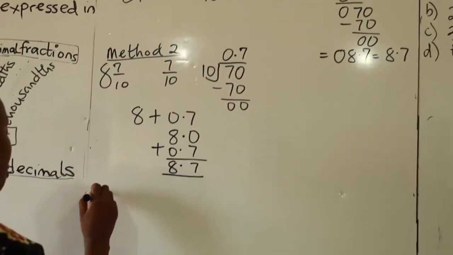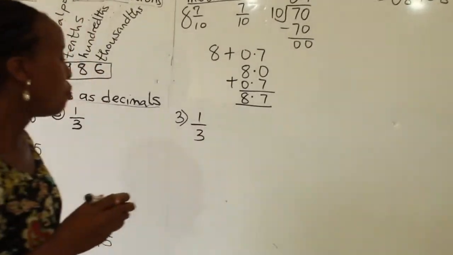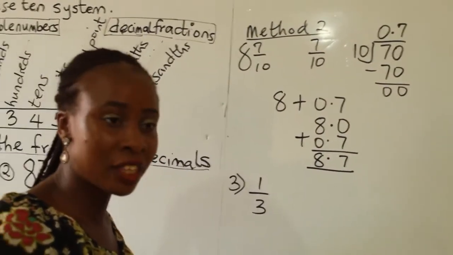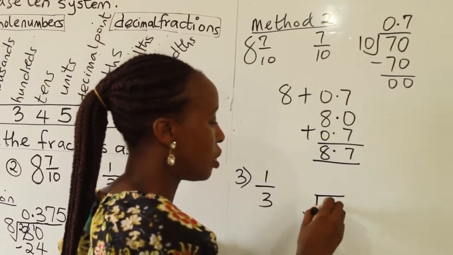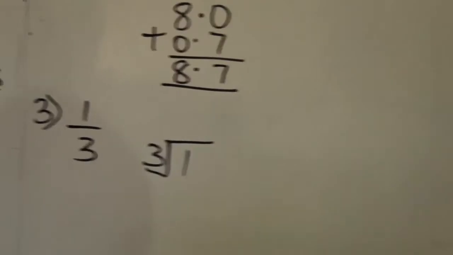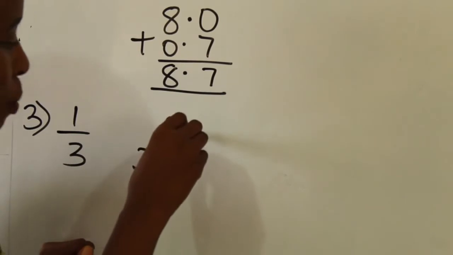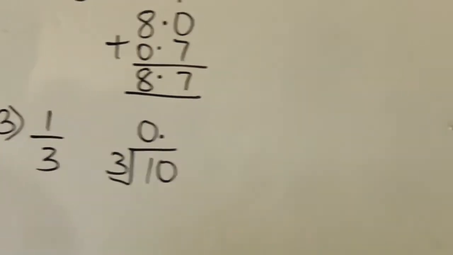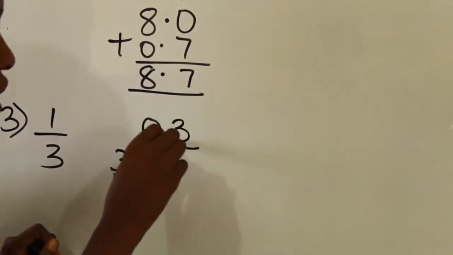Alright. Question number 3. 1/3. We'll be dividing 1 by 3. We'll be changing 1/3 to a decimal. So we'll have our numerator here and we'll have our denominator here. 1 divided by 3 cannot go. So write down our 0. Put our point and we'll add a 0 to 1 and it becomes 10. 10 divided by 3 is 3.